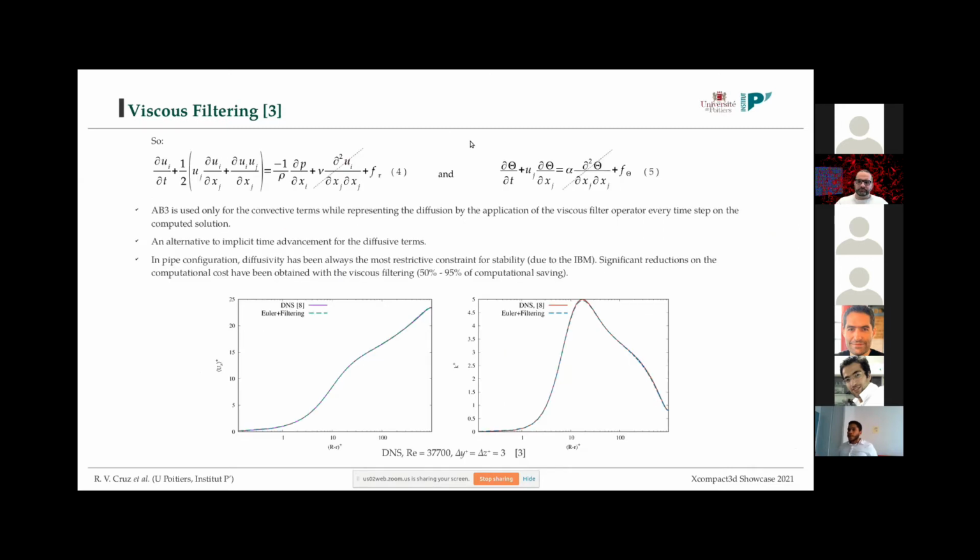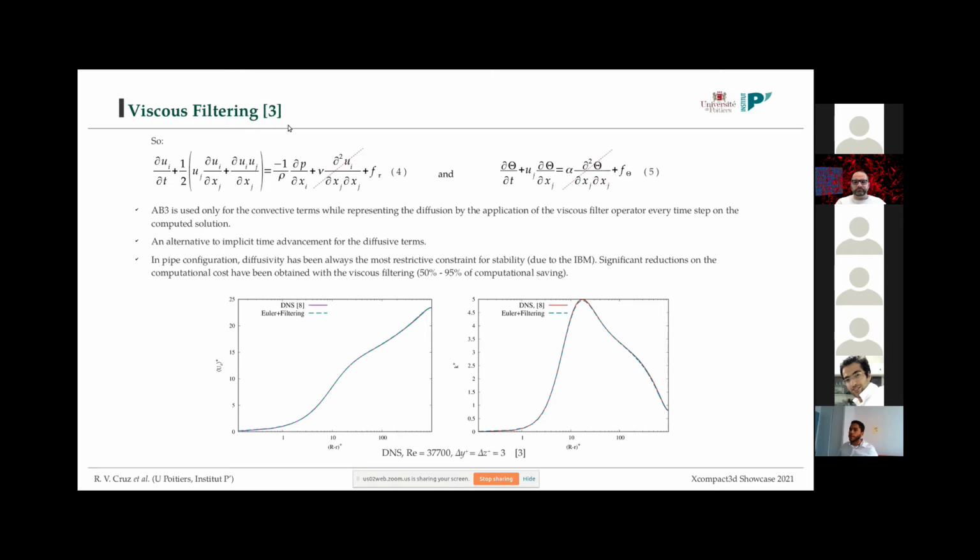So when we use the viscous filter, designed as I presented in the previous slide, the filter application already bears the diffusive effect. That's why we can remove the diffusive terms from our governing equations. And what we have left, for example, for the velocity or the momentum equation, is just an Euler equation.